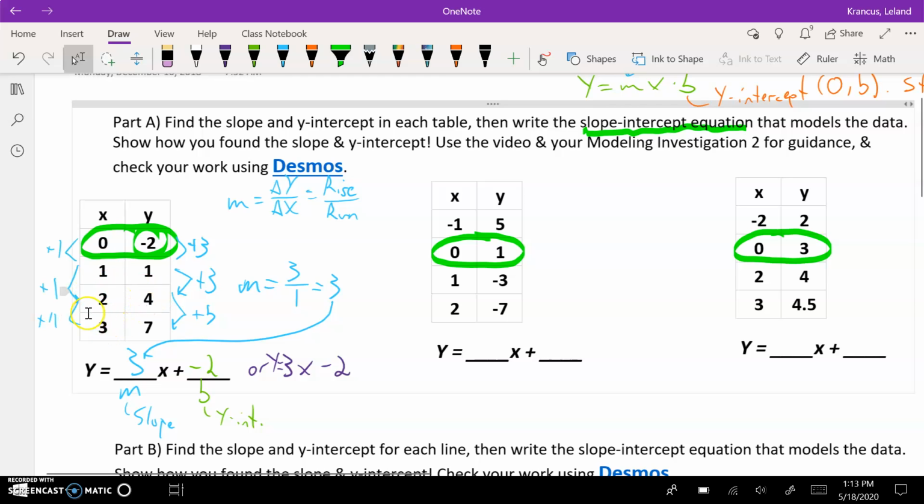So it works. If I put in x equals 3, 3 times 3 would be 9. 9 minus 2 would be 7. So it works for each xy pair. So that's a good way to check your work.